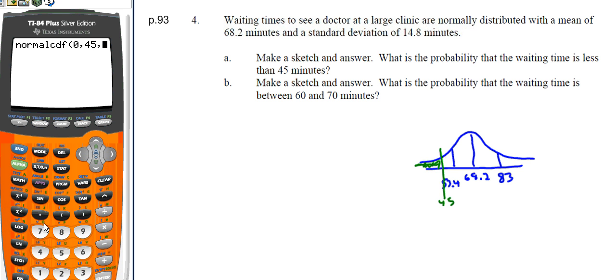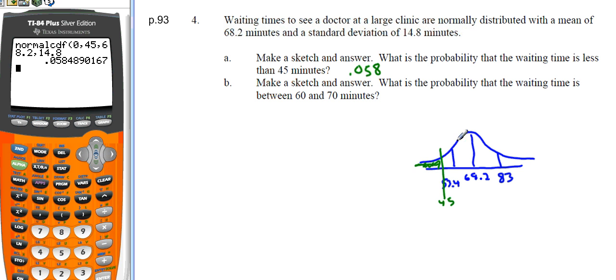Next we need our average, our mean, and our standard deviation. And the nice thing is those are given to us in the problem. So 68.2, comma 14.8. And it tells me that that probability is about 5%, actually 0.0, I'll say 0.058, closer to 6% or so. So it's pretty rare that you're going to wait less than 45 minutes. Okay, let's look at part B.